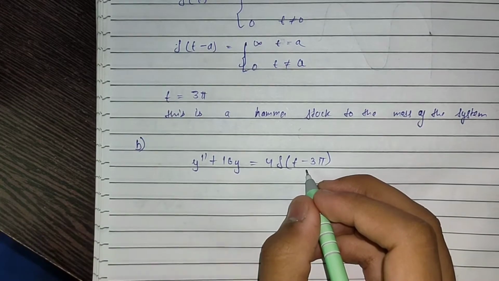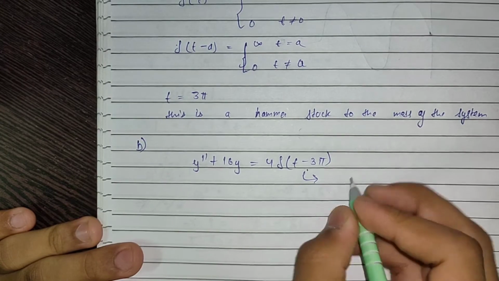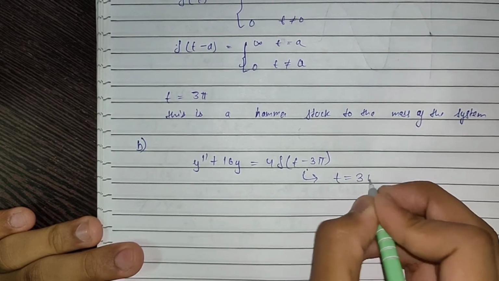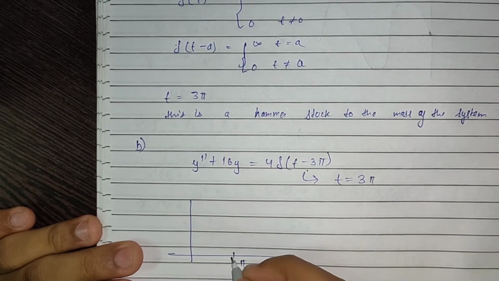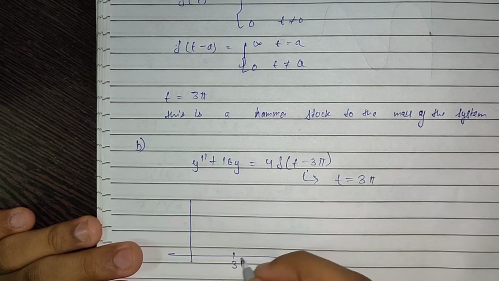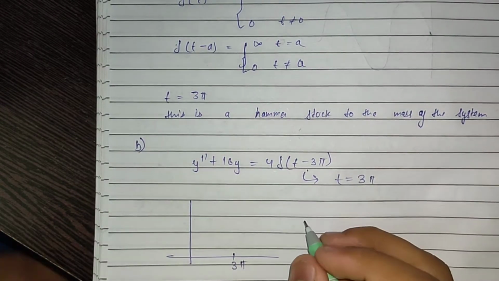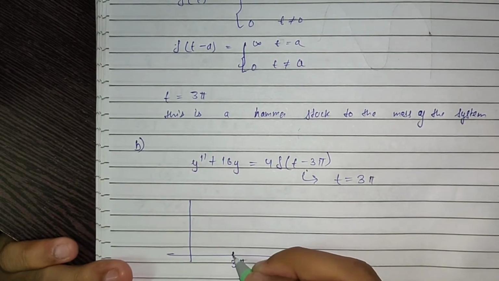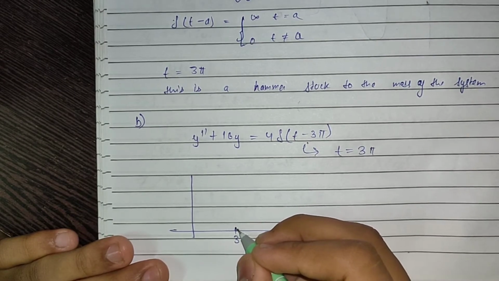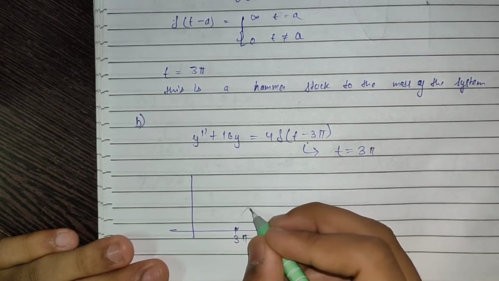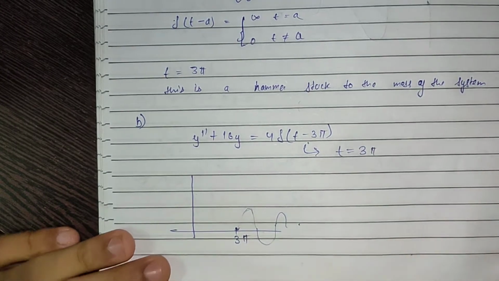So this will produce a value only when t is equal to 3 pi. So before t is equal to 3 pi there will not be any graph, and after t is equal to 3 pi there is a displacement due to this force, and the graph will maybe be like a trigonometric function like sine or cos. So this is my intuition on this.